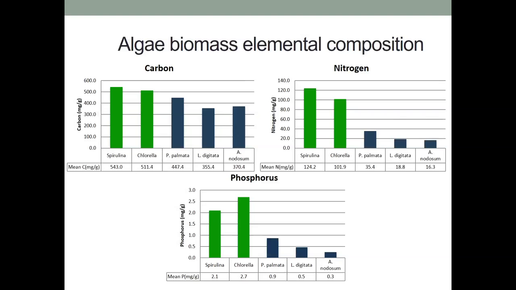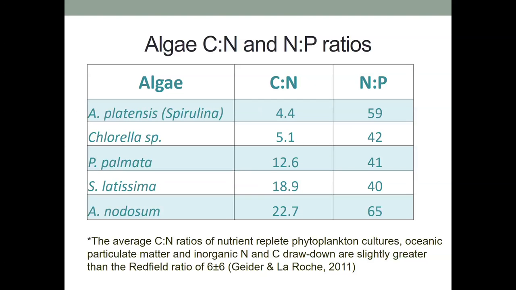Prior to the start of the experiment, the algae biomass was characterized just to gain its elemental ratio. As you can see, the microalgae, spirulina and chlorella, had higher concentrations of carbon, nitrogen, and phosphorus in their biomass in comparison to the seaweeds, particularly when you look at the phosphorus and the nitrogen especially. And when looking at the elemental ratios, the two microalgae and two of the seaweeds all had CN elemental ratios below 20, and we know that this governs the mineralization and decomposition rates in the soil.